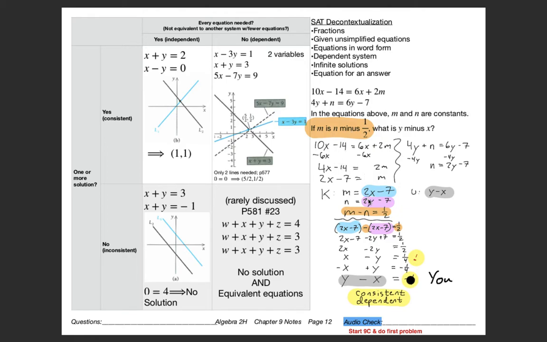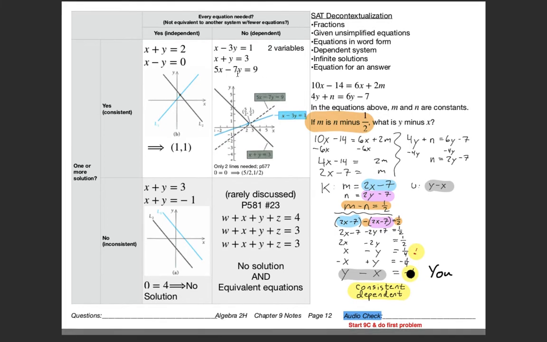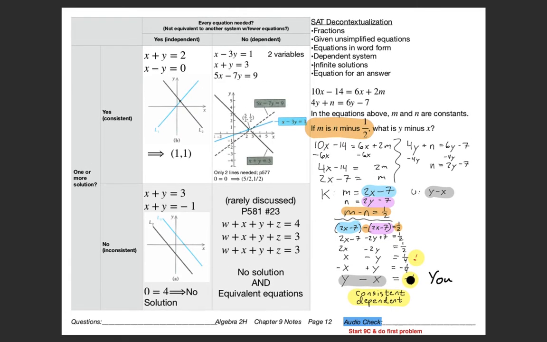I think I wrote it better somewhere else. But anyway, m is n minus 1/2 is an equation in word form. It is dependent in that they give you more equations than you need, and there are infinite solutions. So although it is consistent, there's not just one solution. There's a lot of solutions to this.